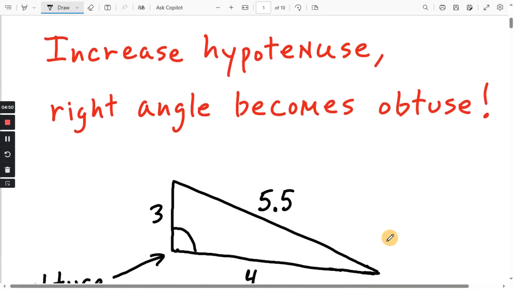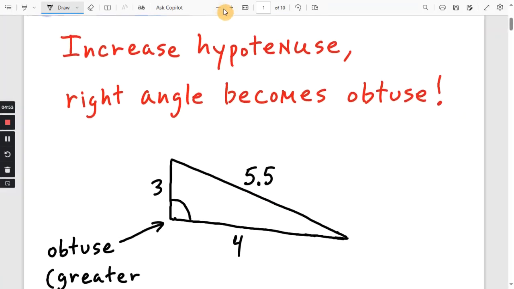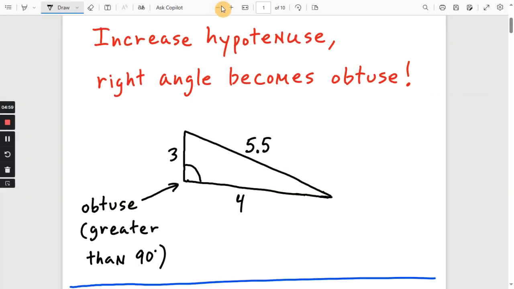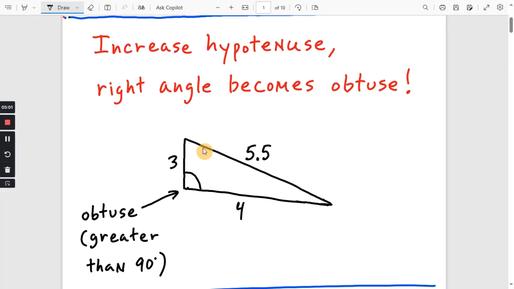So if you look at the new triangle that I made, instead of a hypotenuse of 5, I made it 5.5. I made it longer. Okay? And what happens when you make the hypotenuse longer, this angle gets bigger. And so now this angle is obtuse. It's going to be greater than 90. Okay, so that's why if the c squared is greater than a squared plus b squared, it makes the angle bigger, and now it's obtuse. Now it's an obtuse triangle.